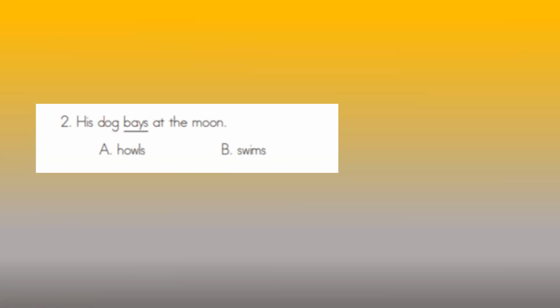Think which words in the sentence are the clue words. I see a dog and a moon. What does a dog do with a moon? Let's try it with B, swims. His dog swims at the moon. Can a dog swim at the moon? That doesn't make sense. Let's try A. A is correct. At the moon and the dog were the clues.